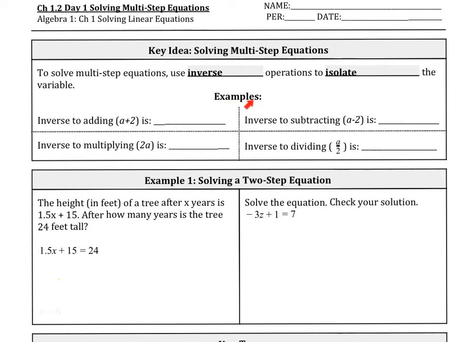For example, the inverse of adding a plus 2 is subtracting 2. The inverse of multiplying 2a is dividing by 2. The inverse of subtracting a minus 2 is adding 2. The inverse of dividing a over 2 is multiplying by 2.